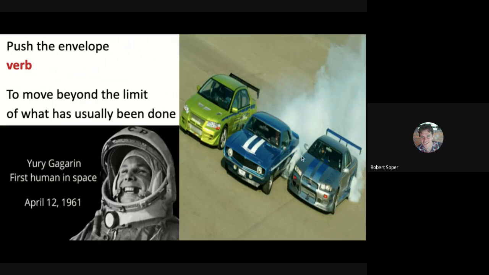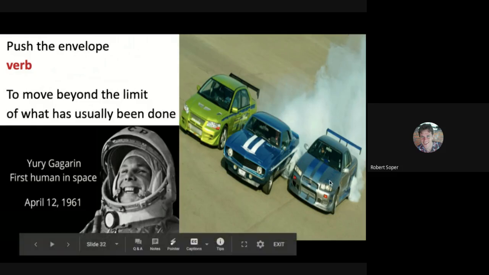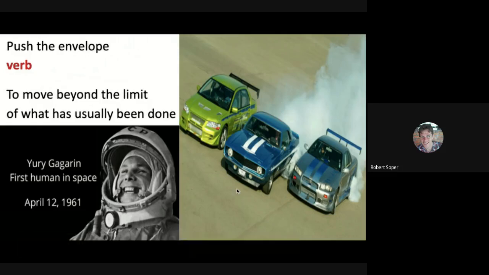Using the same material here, for example, the race car image, I could say something like, you need to push the envelope if you want to be a famous race car driver. Here I'm basically saying you need to go beyond the limit of what most people do if you want to succeed and be a famous race car driver.